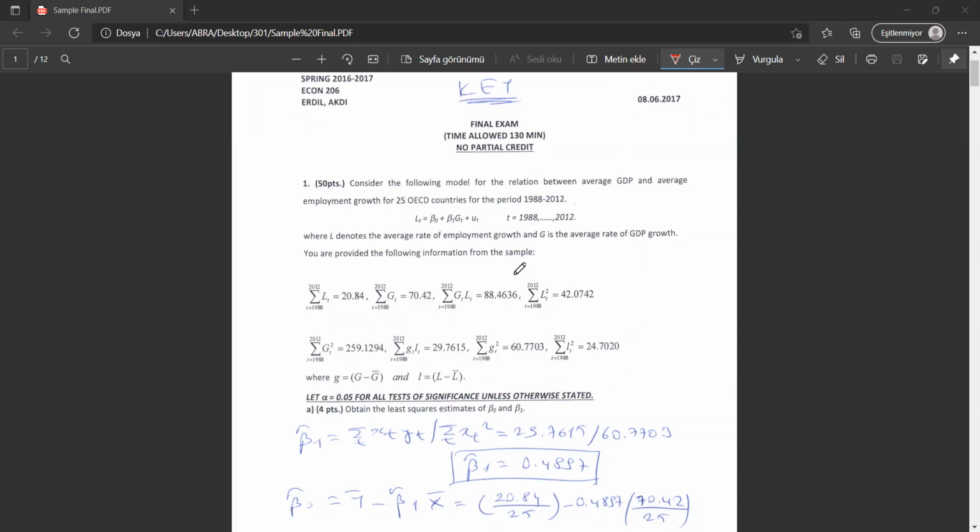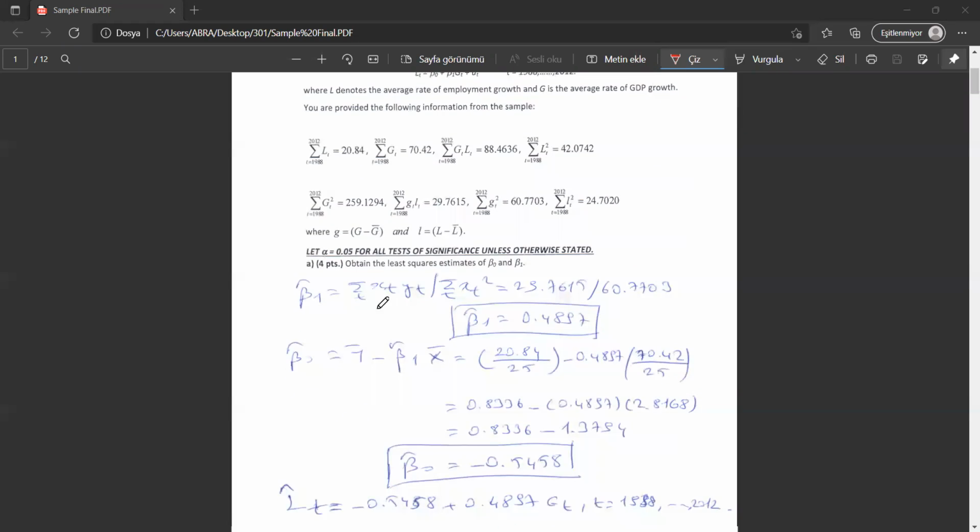Hi guys, I will go over the simple linear regression questions in the sample final that I've shared with you in the auto class. The first question is worth 50 points. I predict that in your final you will get a question like that. So let's start with the first part.